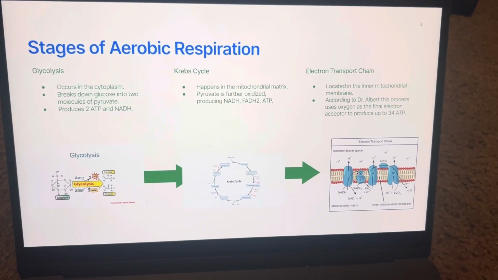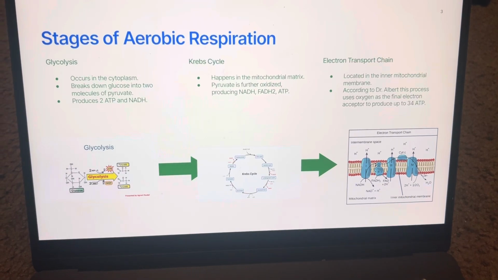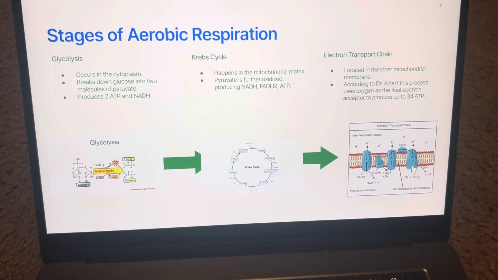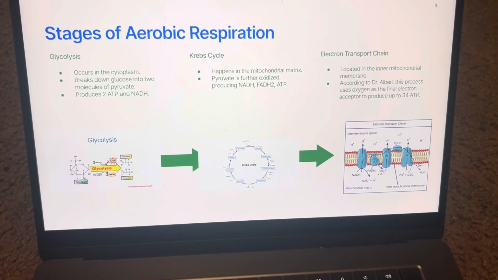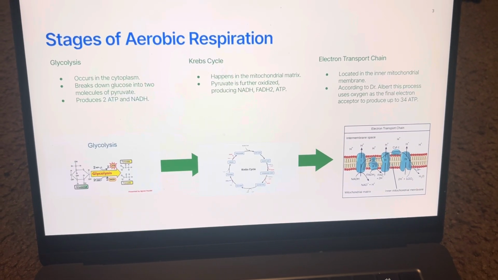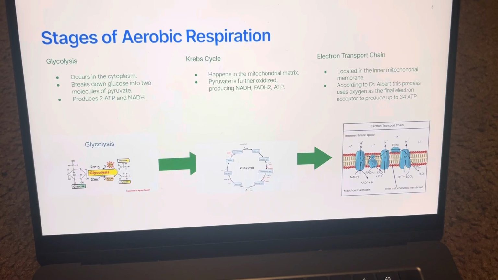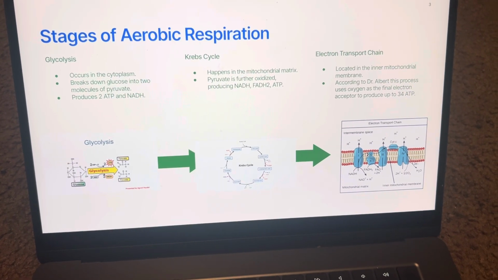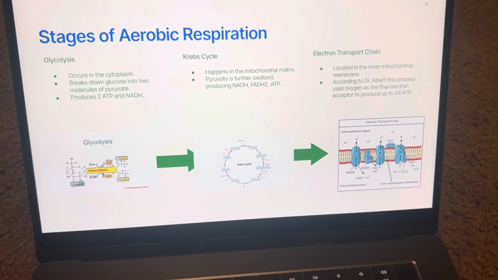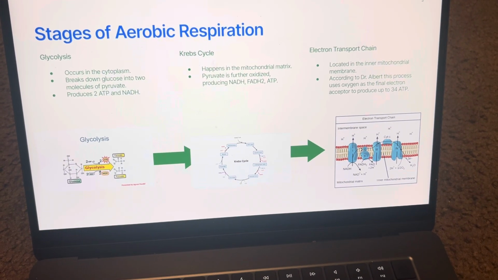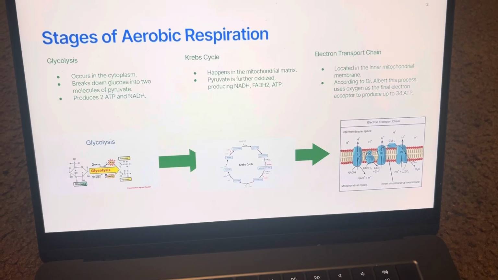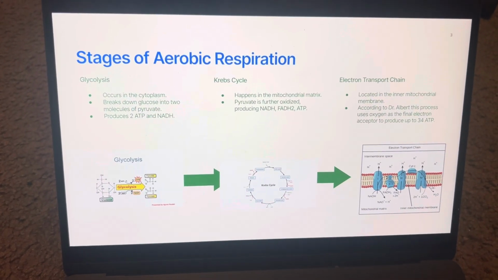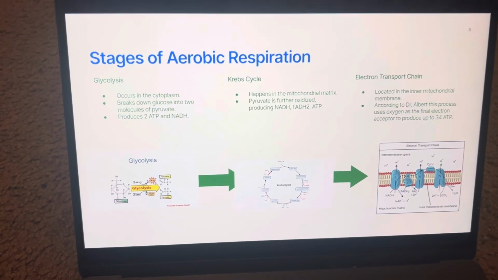And then we have the Krebs cycle. It happens in the mitochondria, powerhouse of the cell. And pyruvate is further oxidized, producing NADH, FADH2, and ATP. And then we have the electron transport chain, which is located in the inner mitochondrial membrane. According to Dr. Albert, this process uses oxygen as the final electron acceptor to produce up to 34 ATP. As we said earlier, we showed the diagram, and these are the different stages and steps of it.